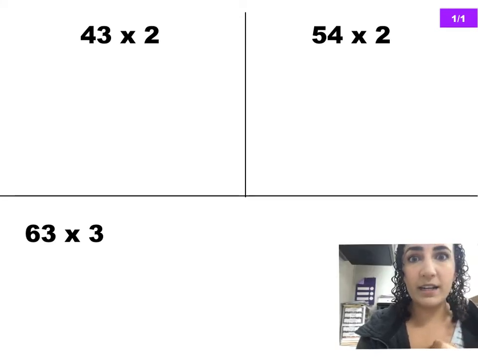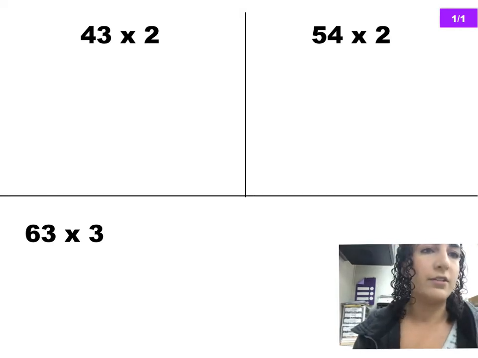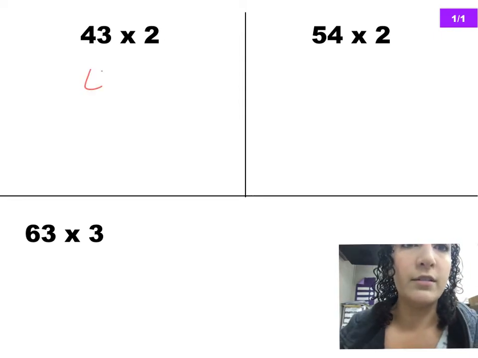All right, so you should have paused, and now we're back, and I am going to solve these. I'm going to solve all of them with the standard algorithm. That's what works for me. If you solved it a different way, that's totally fine. It's okay. So I have 43 times 2.